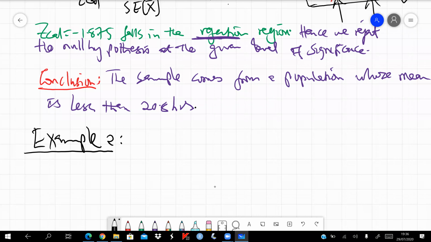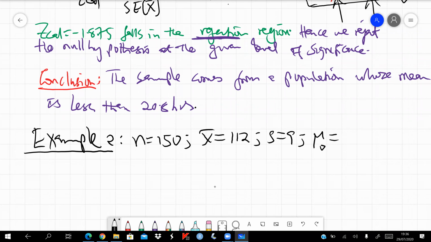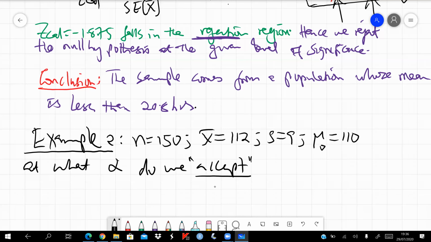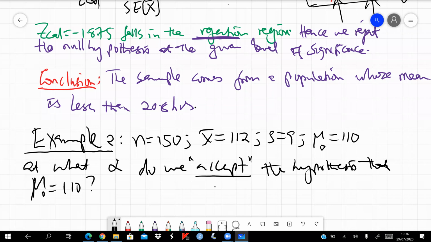We are given n is 150, x bar is 112, s is 9, and we are given mu naught is 110. The question is, at what level of significance do we "accept" the hypothesis that mu naught is 110. I have paraphrased, so you'll get the real question from the notes.